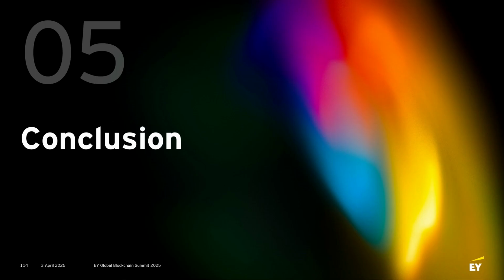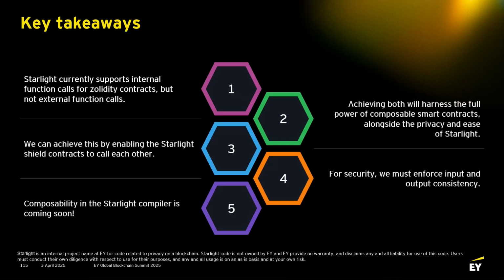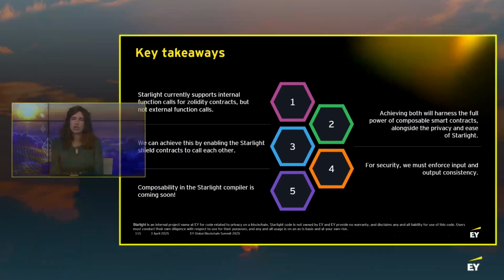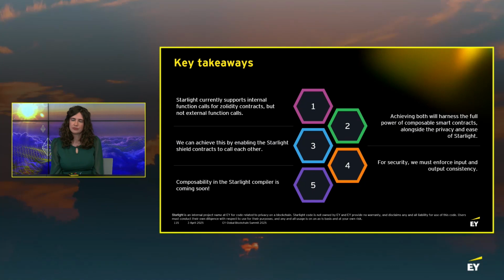OK. So that's all from me. Just to sum up, Starlight currently supports internal function calls and Solidity contracts, but not external function calls. But achieving both would be great, because this would allow the full power of composable smart contracts with the privacy and the ease of Starlight.